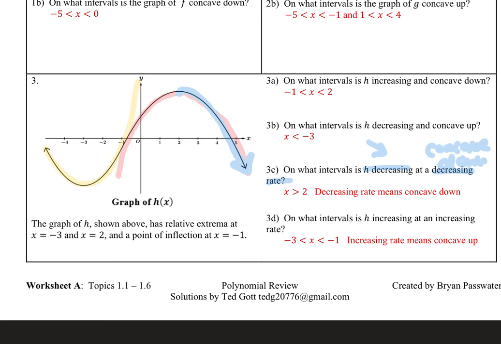3D says on which intervals is it increasing at an increasing rate. So increasing rate means concave up. So now I know I'm looking on the yellow part. And increasing means it's literally coming up, right? My y values are getting bigger, which happens from here to, well, here to here. Or -3 to 1. So 2 parts there. Yeah. So you don't need to do greater than or less than for like the increase and decrease? So a point can't be increasing or decreasing, which means you'll never get an or equal to, if that makes sense.